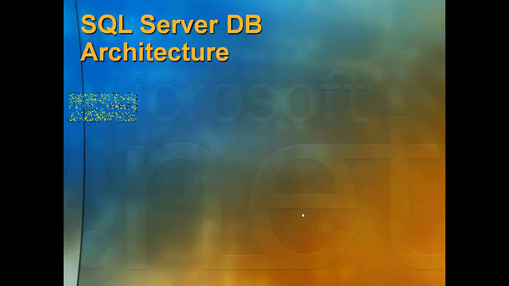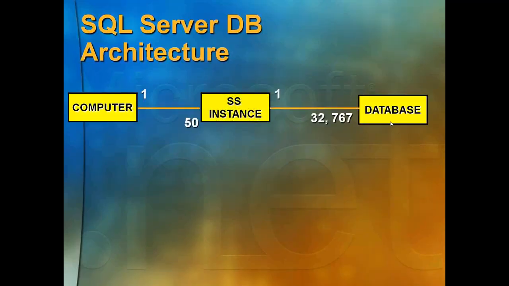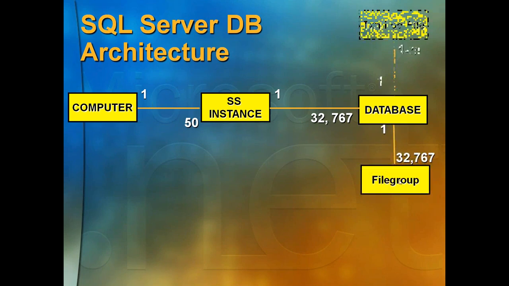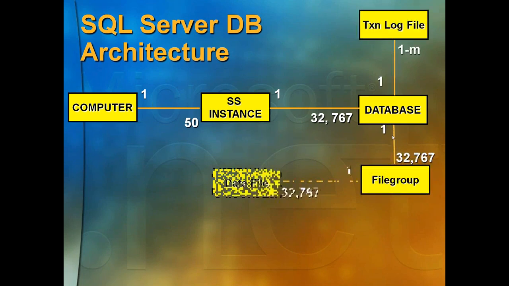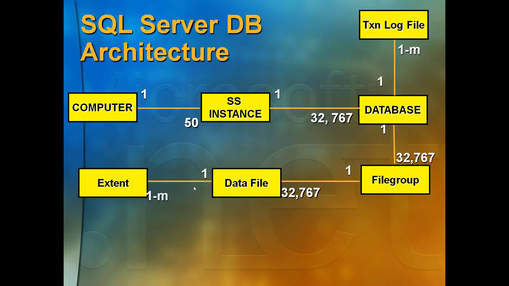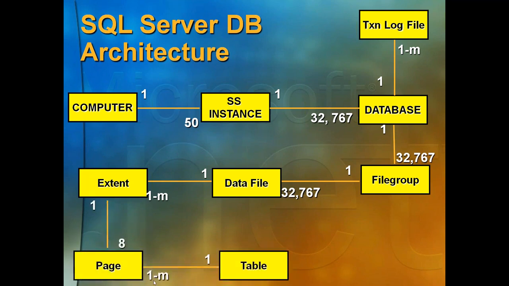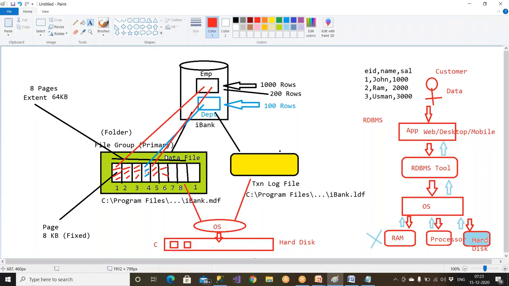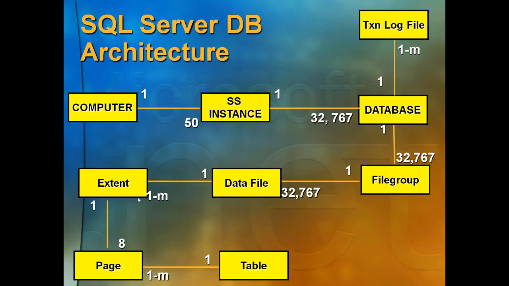Clear? So whenever you create a database, by default one file group, by default one transaction log file, and one data file will be available, and one data file will have one or more extents, and one extent will be having 8 pages. One table data is occupied in one or more pages, right? So if you see the diagram, you can understand. This is one table occupied into more pages. These pages are part of an extent.